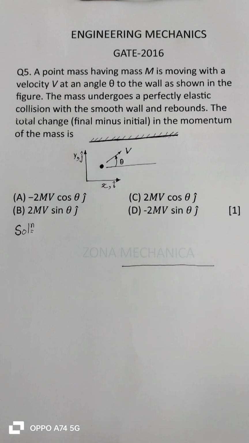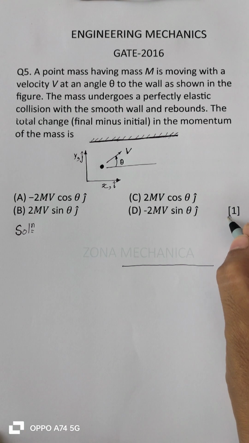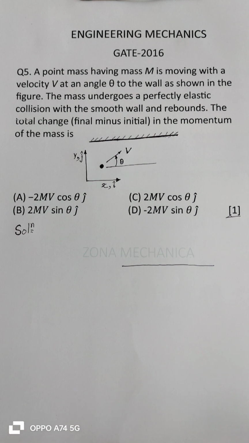Figure at the margin indicates the weightage of the question, that is 1 mark. A point mass having mass m is moving with a velocity v at an angle theta to the wall as shown in the figure. The mass undergoes a perfectly elastic collision with the smooth wall and rebounds. The total change, final minus initial, in the momentum of the mass is, there are four options: minus 2mv cos theta, 2mv sine theta, 2mv cos theta, minus 2mv sine theta.